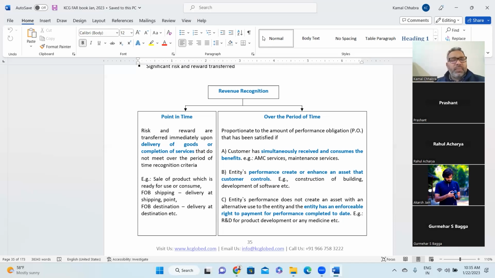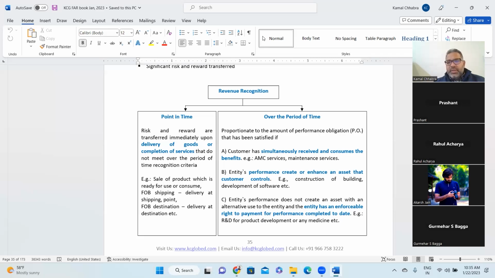If you have purchased ready-made houses and then you are selling them, it is your inventory, right? Maybe you are working as a dealer, or you are buying on your own and then selling on your own. In that scenario, you are delivering a ready-made house. So that is a point in time.